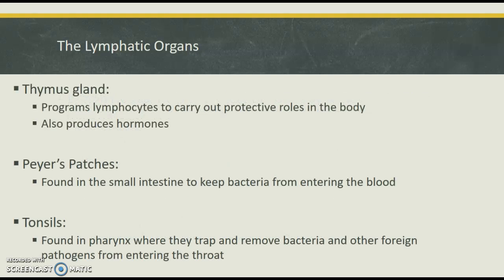Then we have the thymus gland, which we briefly talked about in the endocrine system. It helps to program a specific lymphocyte or immune cell called a T cell, T for thymus. And we're going to talk a lot more about those T cells later on. And then we know that it also produces hormones.